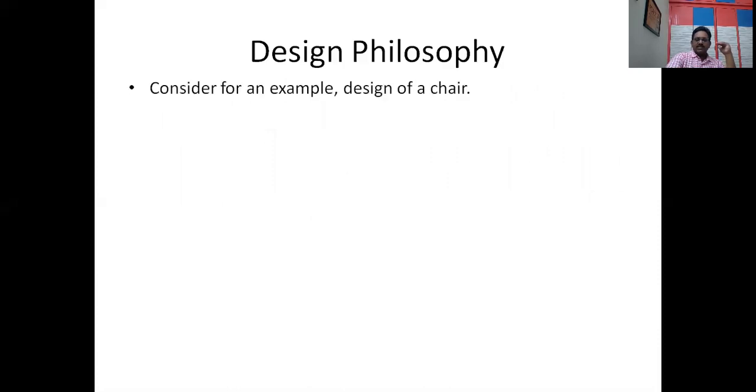So let us consider an example. We want to design a chair. A number of factors need to be considered first. Suppose I want a chair. Why do we want a chair? To sit. So basically, so many things we have to consider when we want to have a chair.